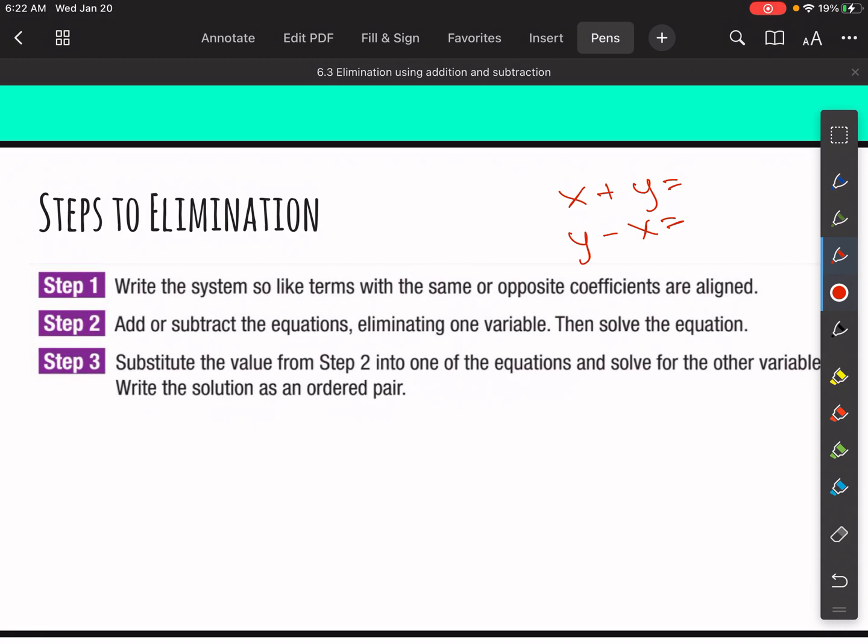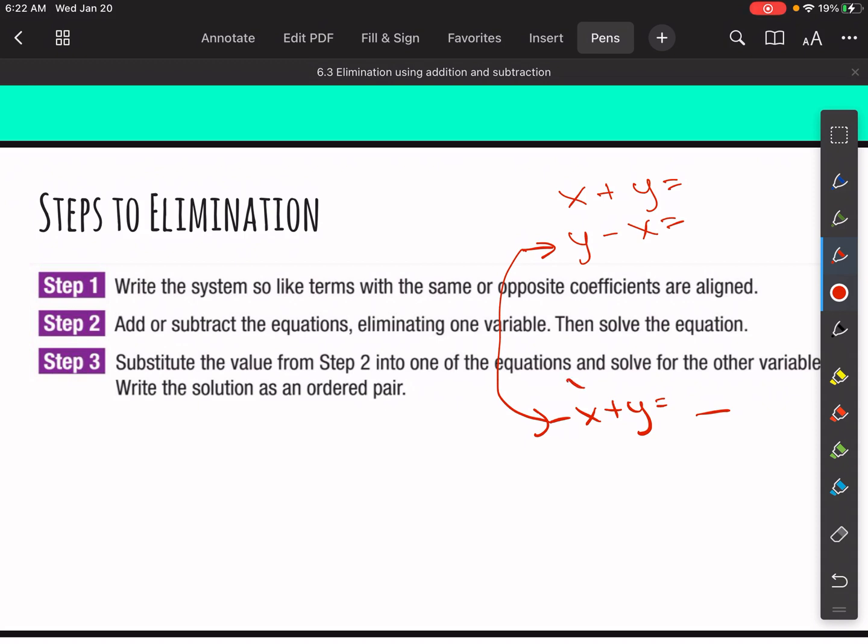So if I rewrote this one, for step 1, that's what we're trying to do, rewrite it so that things are aligned. If I rewrote that, it would have to be negative x plus y equals whatever. Okay, so that can be rewritten like that. Step 2 is we're going to add or subtract the equations.